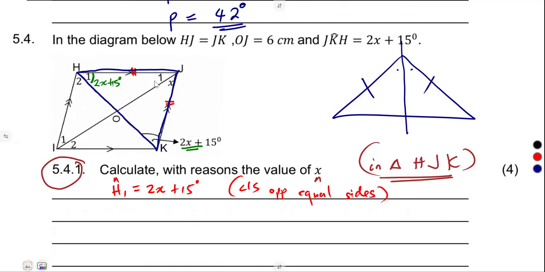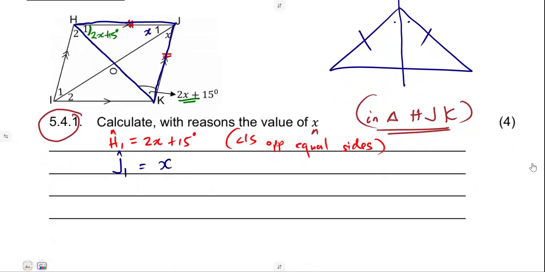So if J is x, J1 is going to be also x. So angle J1 will be x. So that's a diagonal bisecting angle J, from the properties of an isosceles triangle. Since this is a diagonal, it's going to bisect angle J. So that's if angle J1 is x.